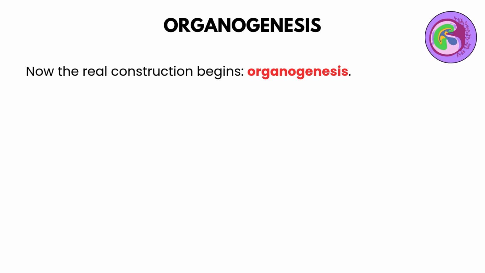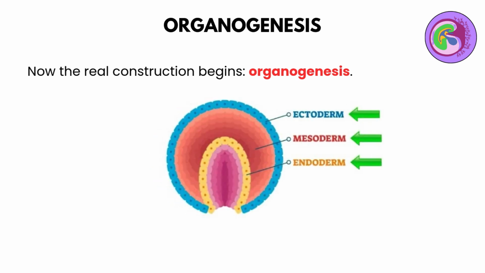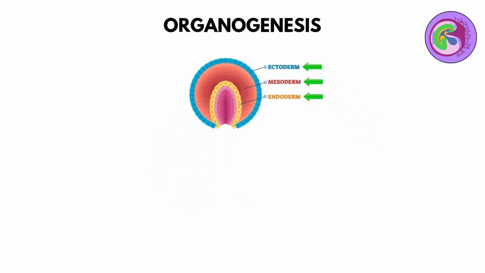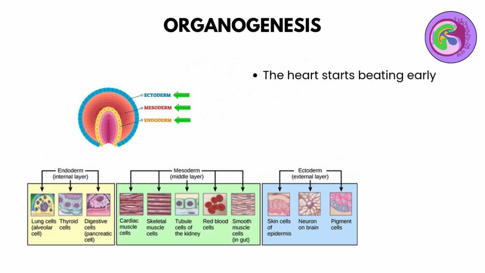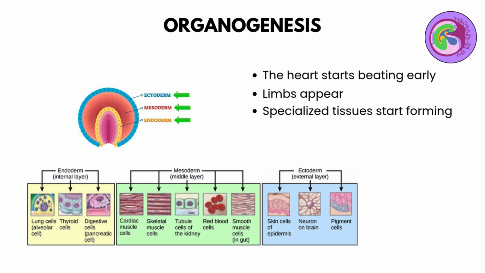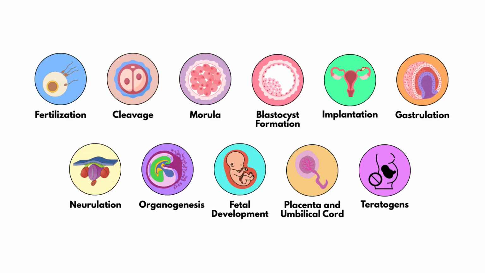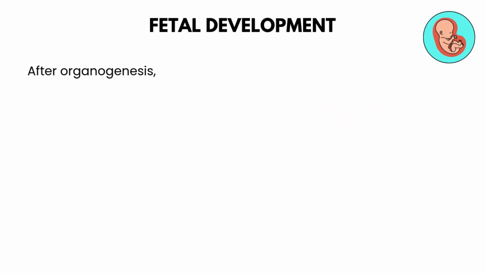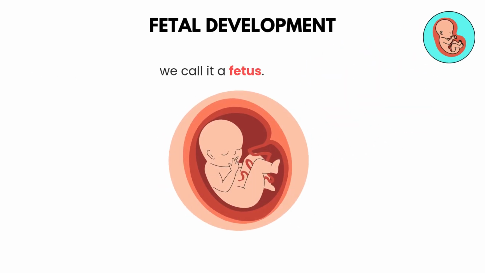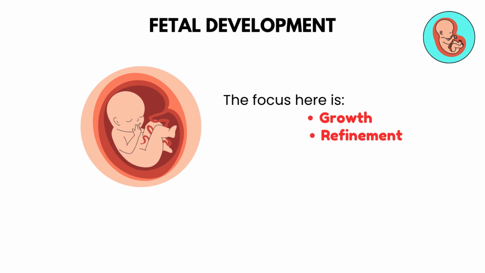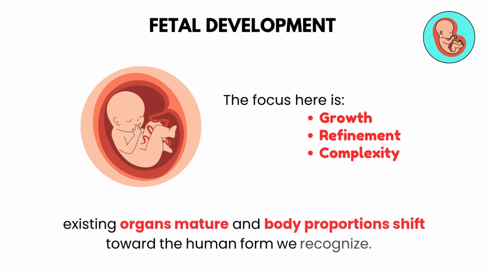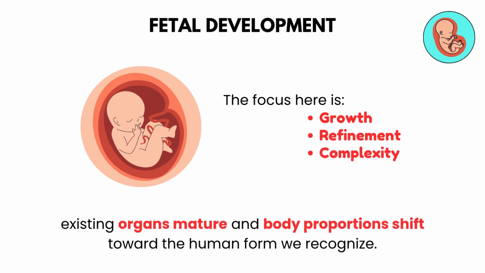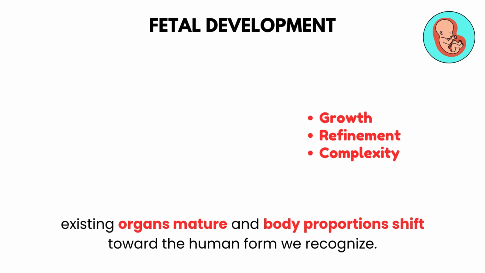Organogenesis. Now the real construction begins. Organs and systems emerge from the germ layers. The heart starts beating early, limbs appear, and specialized tissues start forming. At this point, the embryo is shifting toward fetal development. Fetal development. After organogenesis, we call it a fetus. The focus here is growth, refinement, and complexity. Existing organs mature and body proportions shift toward the human form we recognize.